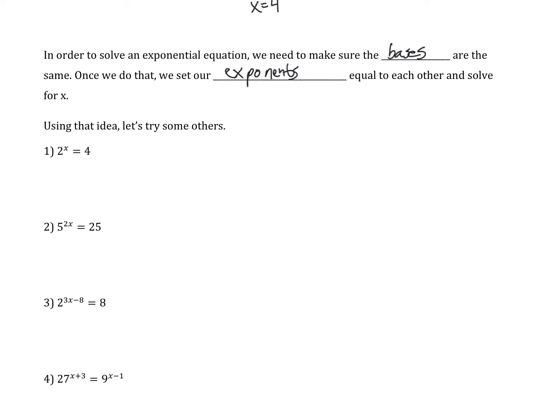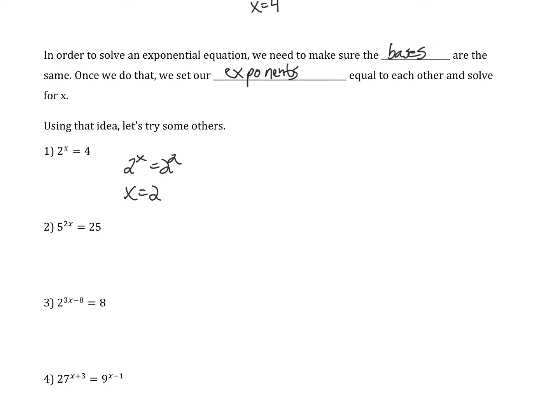So you'll notice 4 is not the same base as 2, but could you think of a way to rewrite 4 such that it has a base of 2? Well, 4 can be rewritten as 2 squared. So what if I said 2 to the x equals 2 to the second power? Well then, now I have the base of 2. x must be 2. I just set my exponents equal to each other.